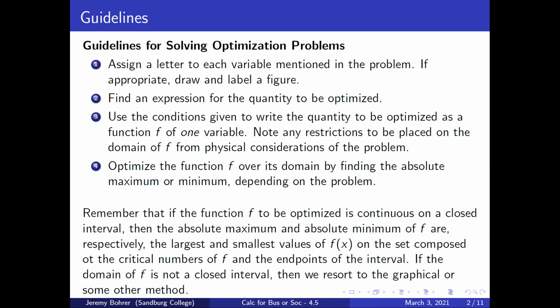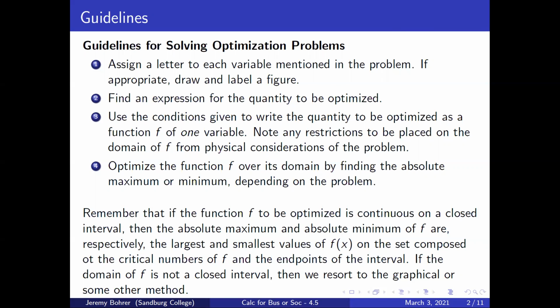Second, find an expression for the quantity to be optimized. Third, use the conditions given to write the quantity to be optimized as a function f of one variable. Note any restrictions to be placed on the domain of f from physical considerations of the problem.